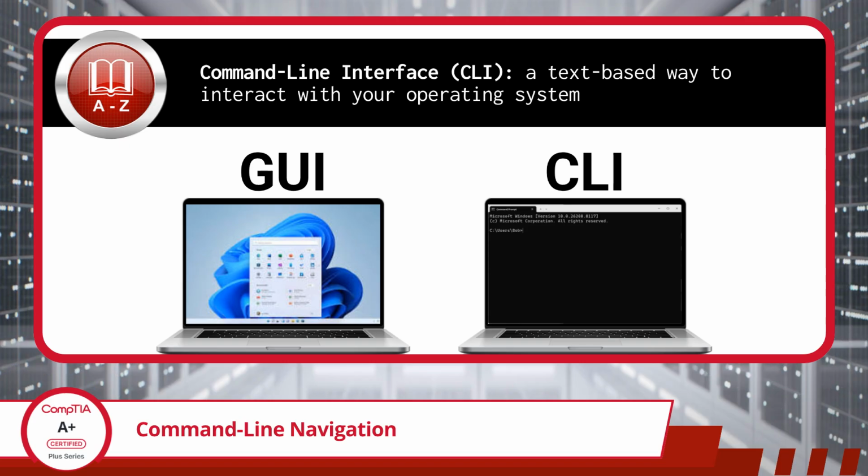Now here's an important concept to understand. Even when you're using a GUI, like clicking through File Explorer, the system is still running commands in the background. The GUI acts as a middleman, translating your clicks into commands the operating system can understand. By using the CLI, you remove that visual layer and gain direct control over the system. This makes it especially useful for troubleshooting, automating tasks, and working in environments where a graphical interface may not be available.